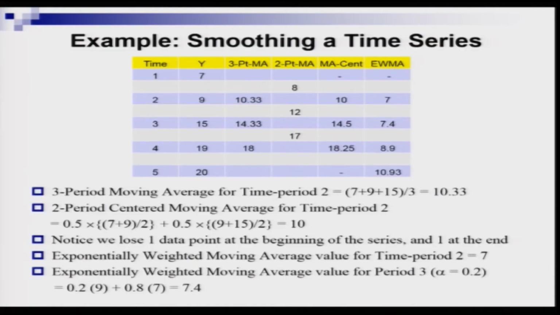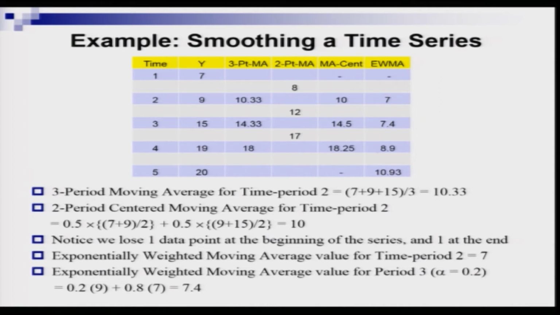Here in this slide we are going to discuss an example of smoothing a time series, and we have a hypothetical data set with 5 time periods, where the time series variable is y. We see 5 values of y, and I am going to show you how one can compute the 3-point moving average and a 2-point moving average, and finally we are going to show you how exponential moving average numbers can also be calculated.